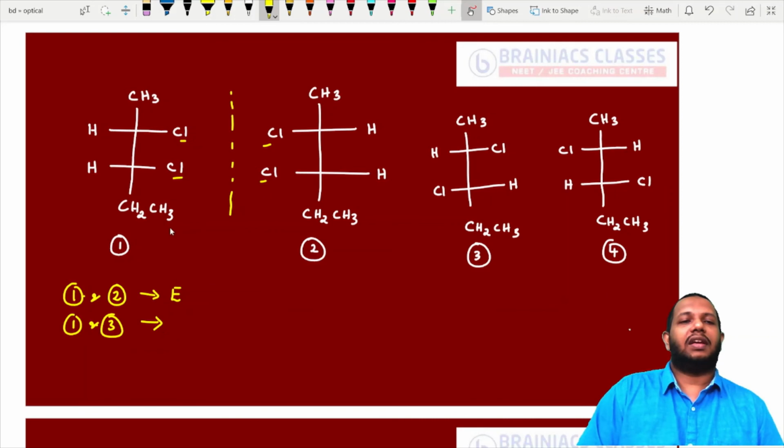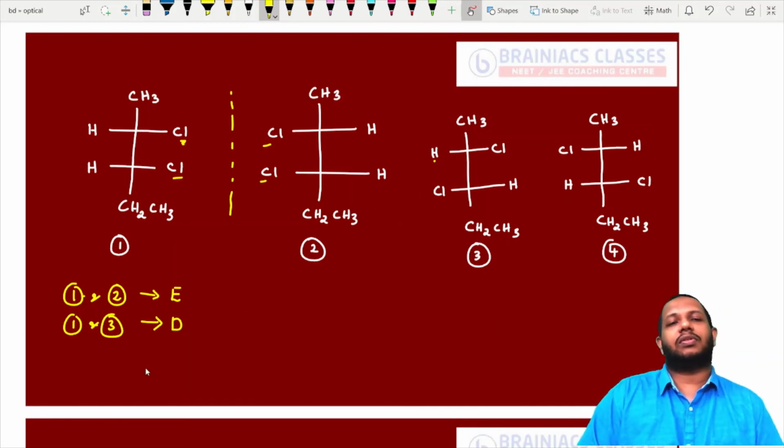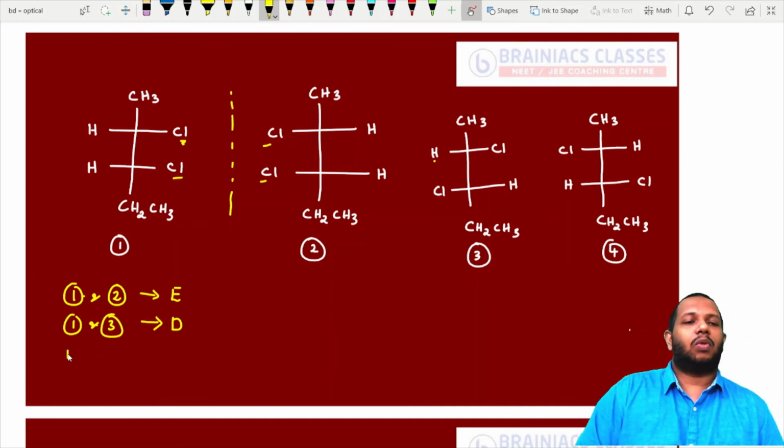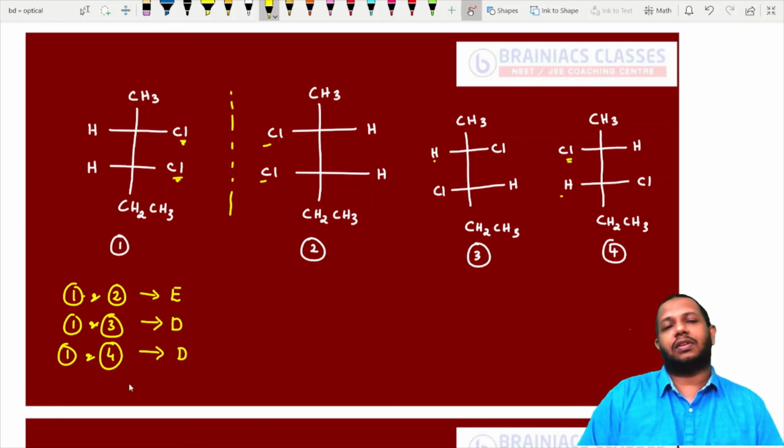Now let's take 1 and 3. If I take the mirror image, here Cl should come, but H is there. So that means 1 and 3 are diastereomers. Now let's take 1 and 4. Cl is present, Cl is present. I take the mirror image, Cl is present, no issues. But here, taking the mirror image, hydrogen is present. So that is different. So we say they are diastereomers.